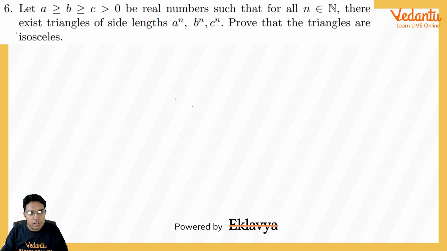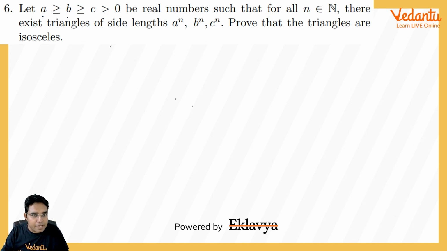Coming to the next question, that is 6. It says A greater than or equal to B greater than or equal to C greater than 0 be real numbers such that for all n belonging to the natural numbers, there exist triangles of side lengths A power n, B power n, C power n. Prove that the triangles are isosceles. Isosceles means I have to prove that two of the side lengths will be equal, maybe the bigger two or the lesser two. So that is what we need to prove.